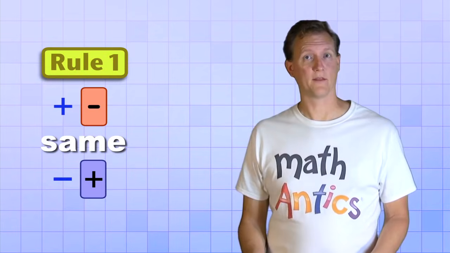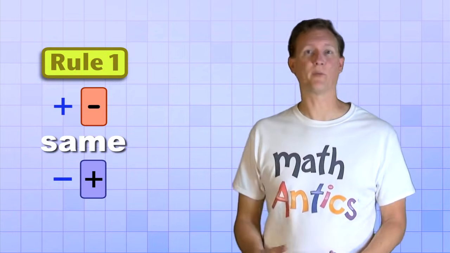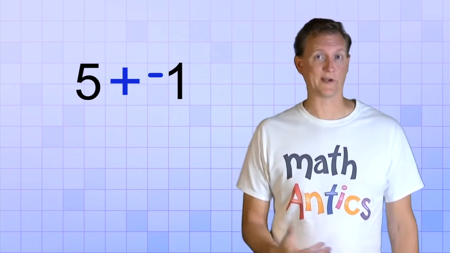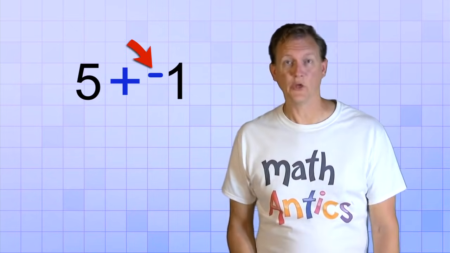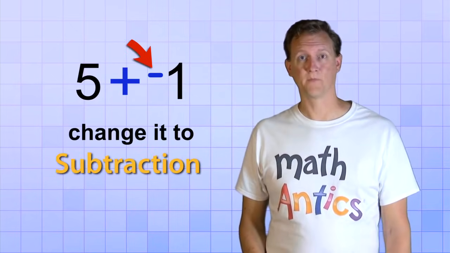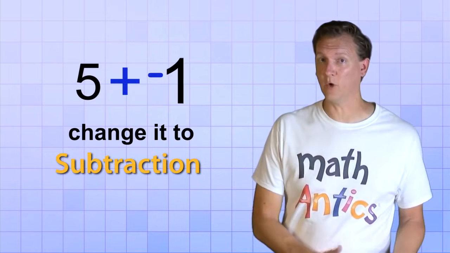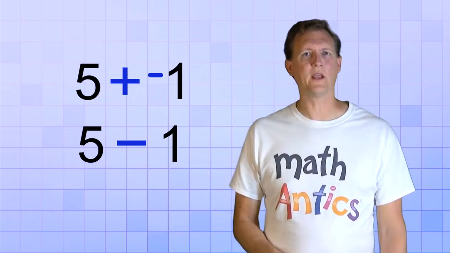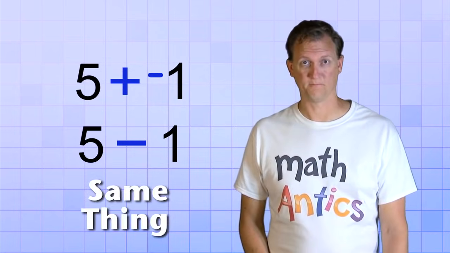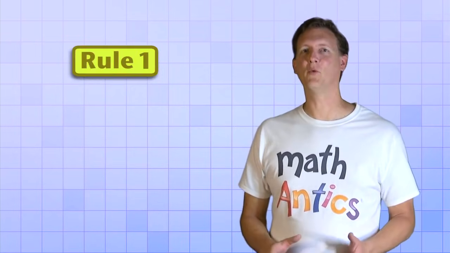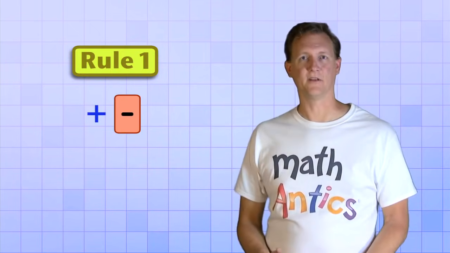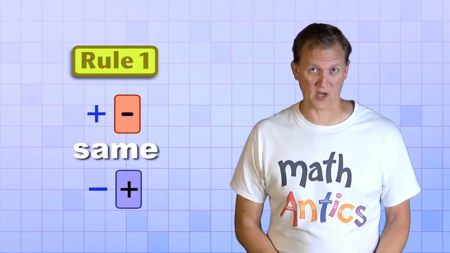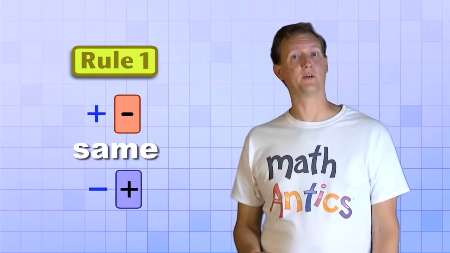When it comes to math, this rule means that if you have a problem like this, 5 plus negative 1, where you're adding a negative number, you can just change it to subtraction. Instead of 5 plus negative 1, you can just write 5 minus 1. There are different ways of writing the same thing. Okay, so rule number 1 is adding a negative is the same as subtracting a positive. Now what about rule number 2?